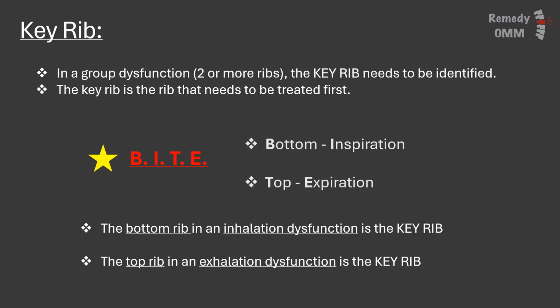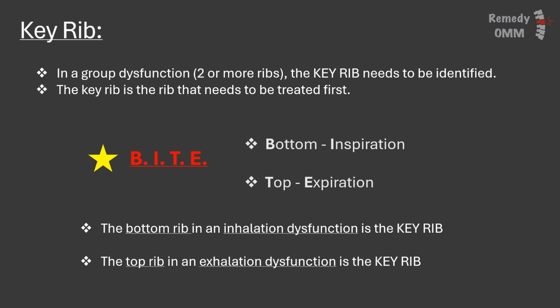This is the most important thing to know when it comes to rib dysfunctions: identifying the key rib. When a dysfunction of the ribs is present, the vast majority of the time it will be a group dysfunction, meaning multiple ribs will exhibit dysfunction. Once you've determined if the dysfunction is inhalation or exhalation, you can then determine the key rib, as the key rib needs to be treated first and will sometimes correct all other rib dysfunctions.